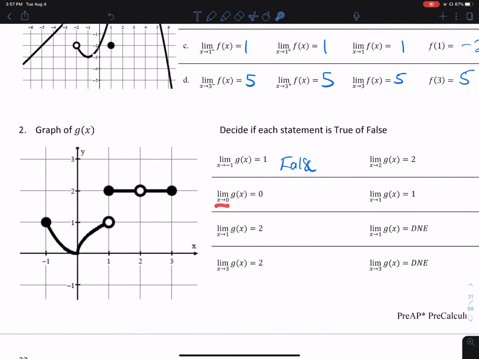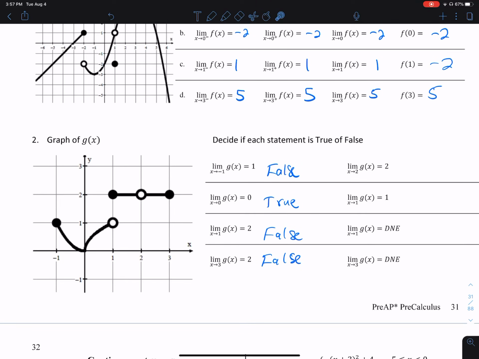How about as we approach 0 from the left and the right? If you approach 0 from the left and from the right, it's approaching 0 in both cases, so we would say that's a true statement. This one says the limit as x approaches 1 is 2. If you approach 1 from the left, it's 1. If you approach 1 from the right, it's 2. Those are different numbers. That is a false statement. Well, what about when you approach 3? If you approach 3 from the left, you're approaching 2, and there's no way to approach it from the right. So this is a false statement. The answer is not 2.